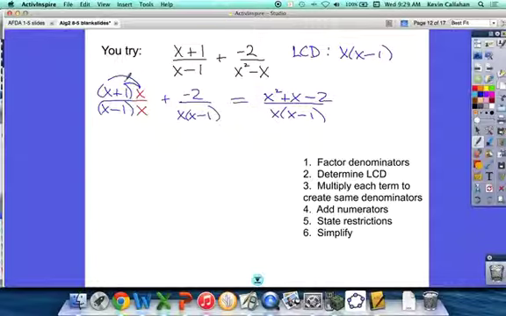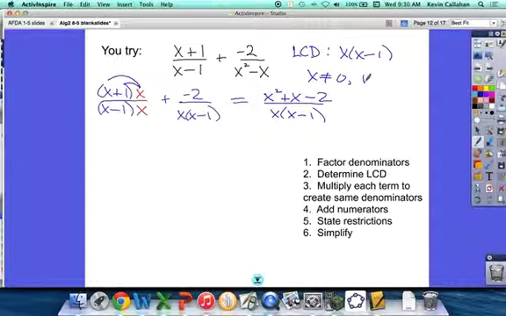Okay, what are the restrictions? 0 and 1. X does not equal 0. X does not equal 1. Okay. Now you got to look at that numerator. Could that be simplified? Could that be factored in a way that we could cancel something?